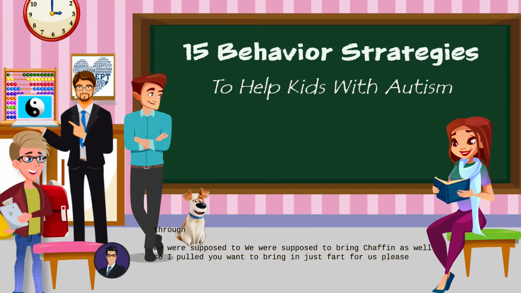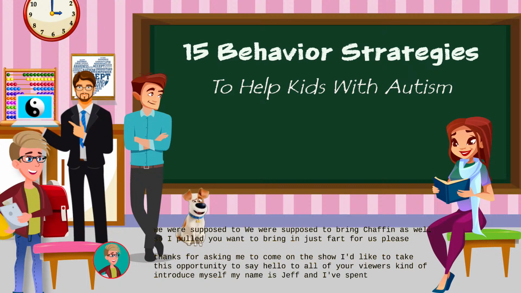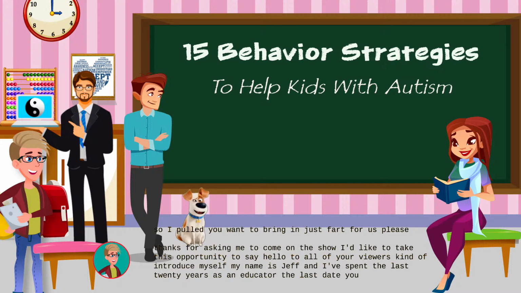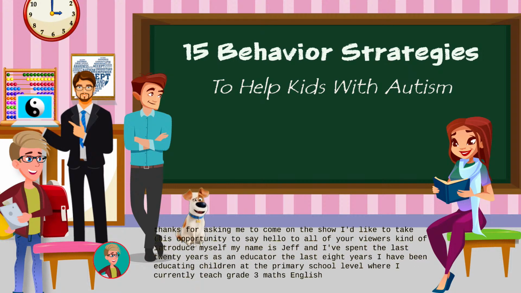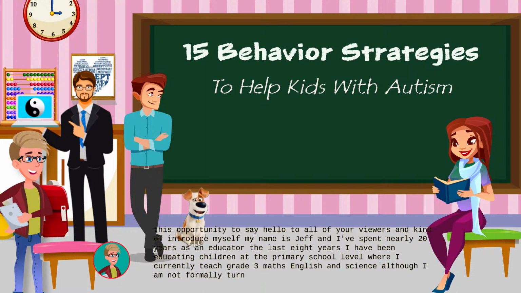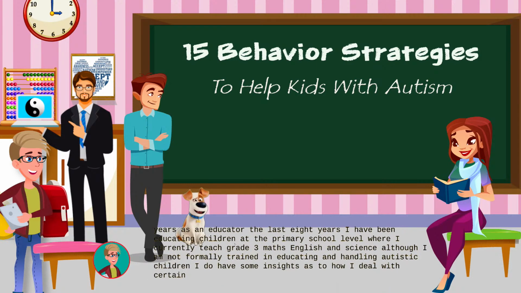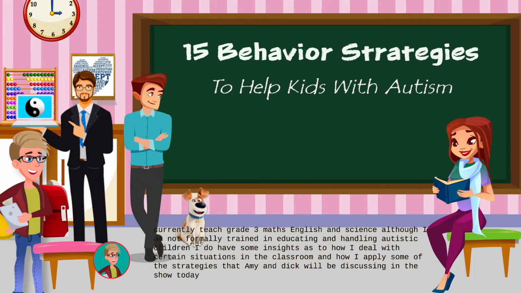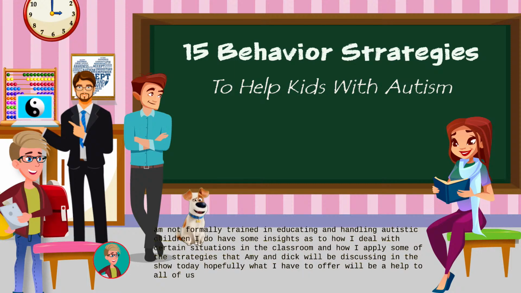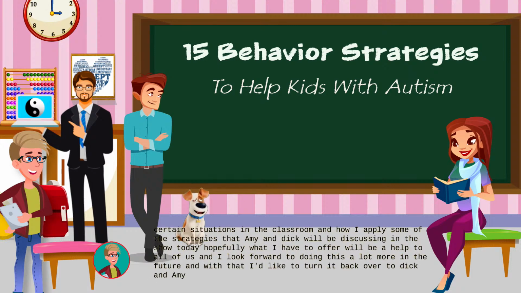Hi, Dick and Aimee. How are you guys doing today? Thanks for asking me to come on the show. I'd like to take this opportunity to say hello to all of your viewers and introduce myself. My name is Jeff, and I've spent nearly the last 20 years as an educator. The last 8 years, I have been educating children at the primary school level, where I currently teach grade 3 maths, English, and science. Although I am not formally trained in educating and handling autistic children, I do have some insights as to how I deal with certain situations in the classroom and how I apply some of the strategies that Aimee and Dick will be discussing in the show today. Hopefully what I have to offer will be a help to all of us, and I look forward to doing this a lot more in the future. And with that, I'd like to turn it back over to Dick and Aimee. What's first on the list, guys?